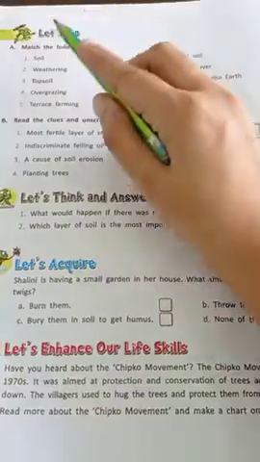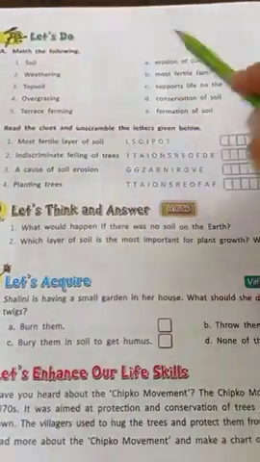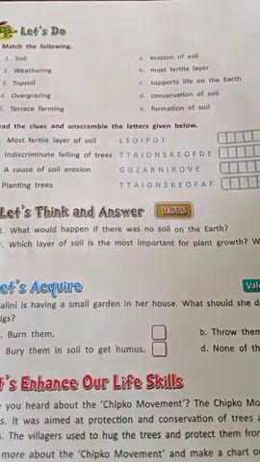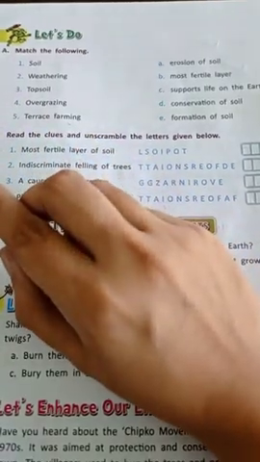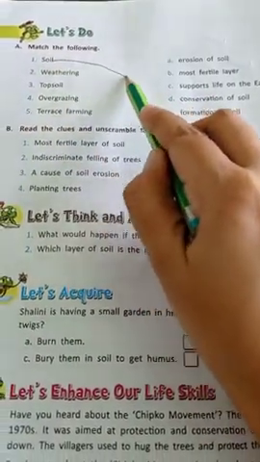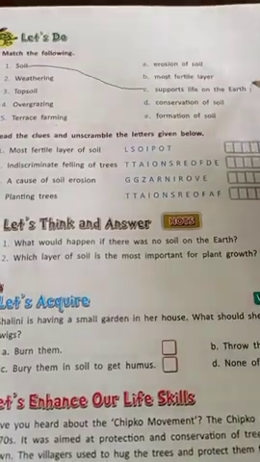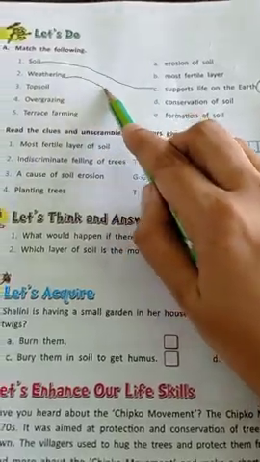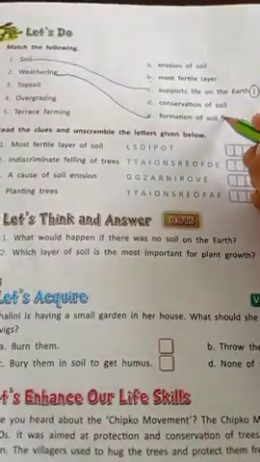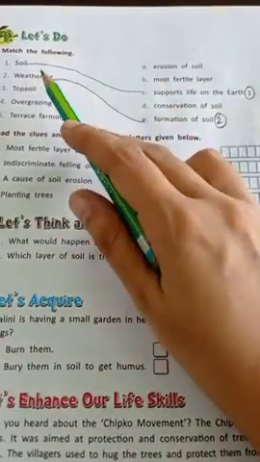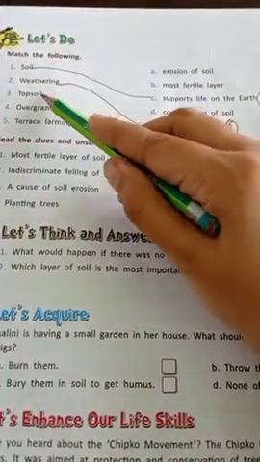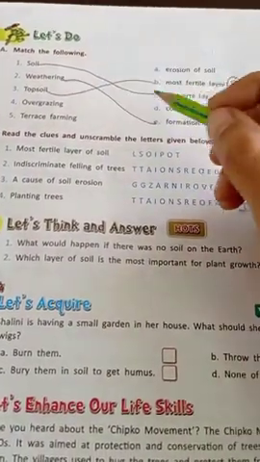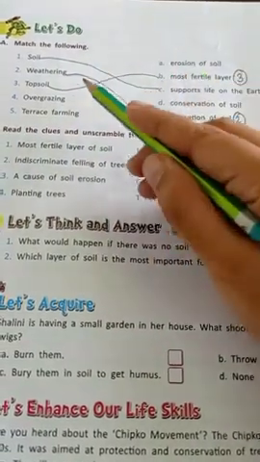Here is the exercise A given. Match the following. Here are some words given. We have to match these two columns. Number 1 is soil supports life on the earth. Write number 1 here. Next is weathering. Weathering is formation of soil. Match it with E and write number 2 here. Next is topsoil, most fertile layer. Match it with B and write 3 here. Next is overgrazing. Overgrazing, erosion of soil.